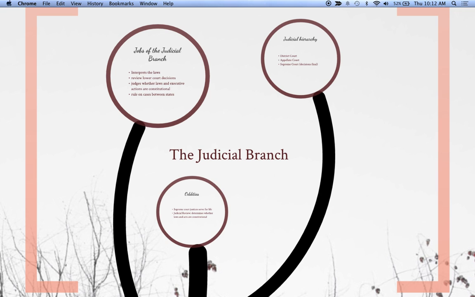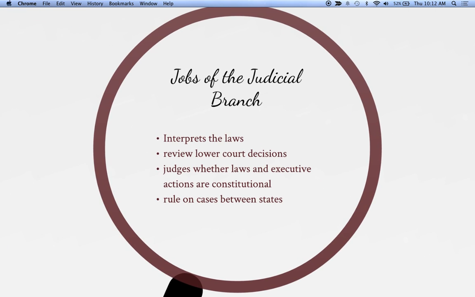Third branch is what we know as the judicial branch. Let's talk about the jobs of the judicial branch. The judicial branch, you want to remember, these are the judges. Particularly in the Supreme Court, but there's different layers of courts, the highest being the Supreme Court, and we'll focus on that. Their job is to interpret the law. Did this person actually break one of the laws that Congress and the President passed? And their job is ultimately to interpret that.